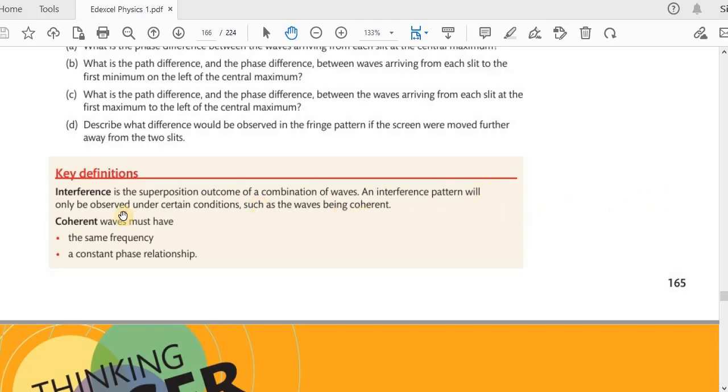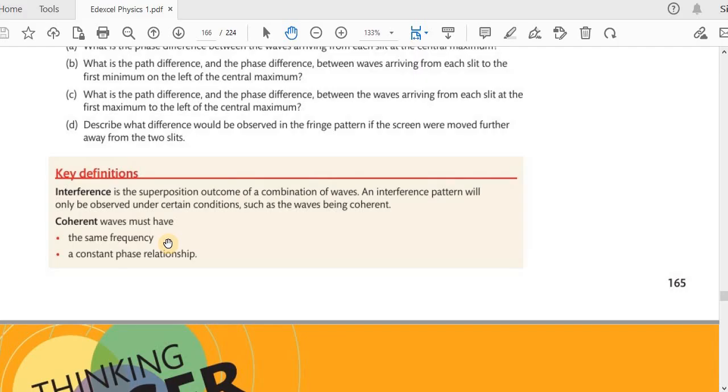An interference pattern will only be observed under certain conditions, such as the waves being coherent. Coherent waves must have the same frequency and a constant phase relationship. This is very important. You have to know it very well. In the exams they might ask you. I have seen this question in the past papers. They are asking you what is meant by coherent wave? So you have to mention this: the waves have the same frequency and a constant phase relationship.